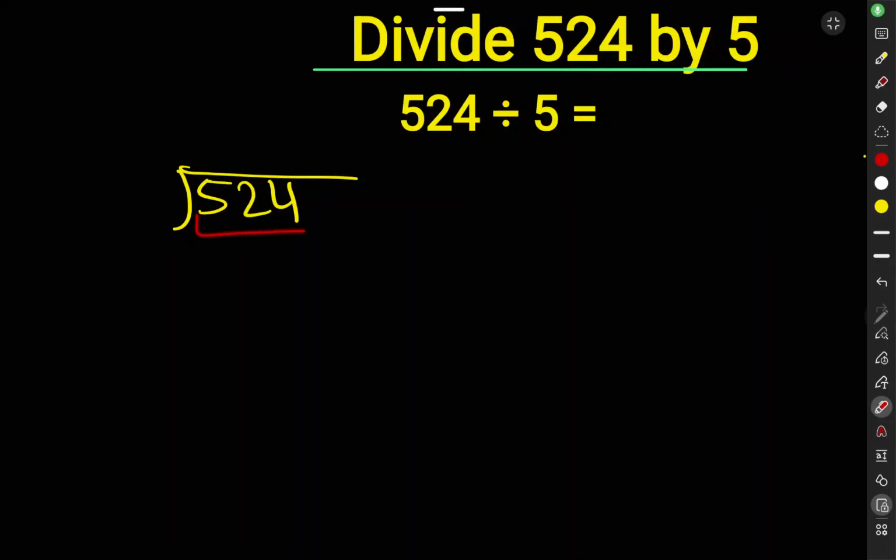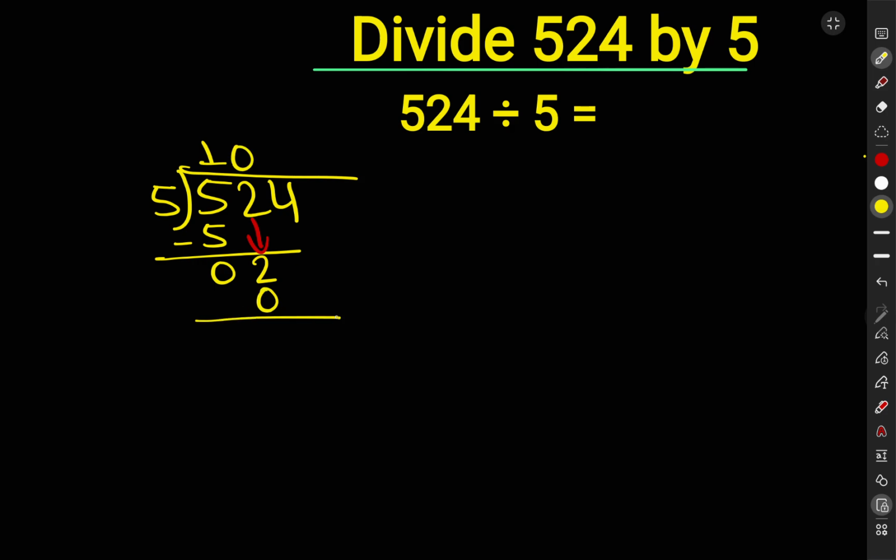Divide 524 by 5 in long division method. 5 times 1 is 5. On subtracting we get 0. So now we put down these 2 and 5 times 0 means 0. On subtracting we get 2.